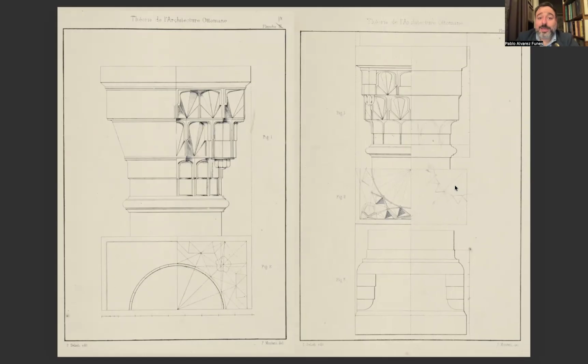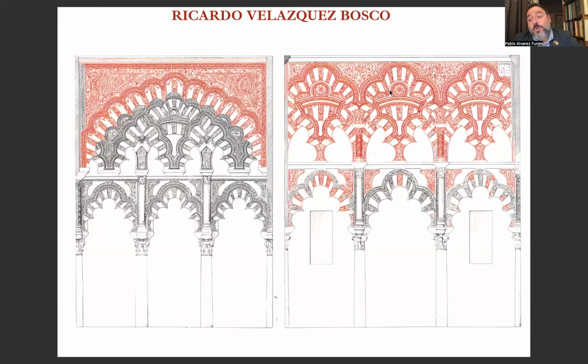So this is very important. Here you can see in a much better way the theory, teoria dell'architettura ottomana, so theory of Ottoman architecture. This is the real important thing of the book. And now we're coming to more important things.